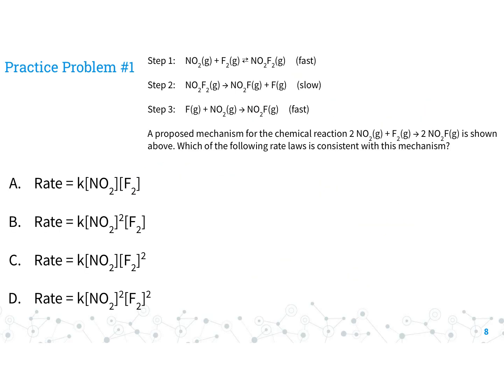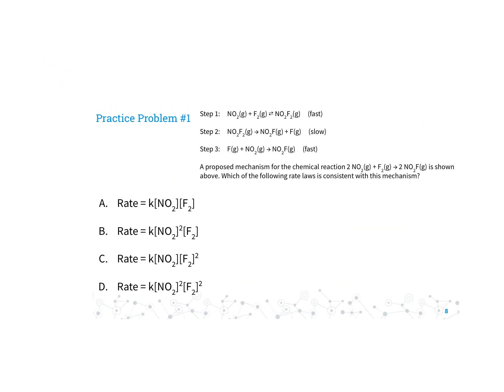All right, so let's work through one more example together. In this one, we have NO2 plus F2 is in equilibrium with NO2F2. Then we have that NO2F2 reacting to make NO2F and F. That is our slow step. And so our rate will be written from this one. And then we have a rate afterwards, which is F plus NO2 makes NO2F. So before anything, let's define all of our rate constants. For the first step, we'll call this K1. We'll call the reverse K minus 1. For step 2, we'll call this K2. And for step 3, we'll call it K3.